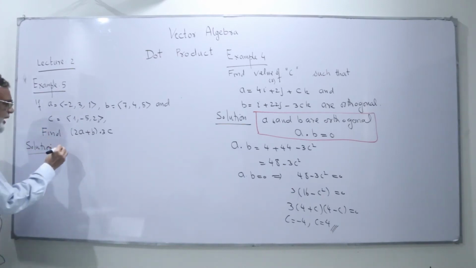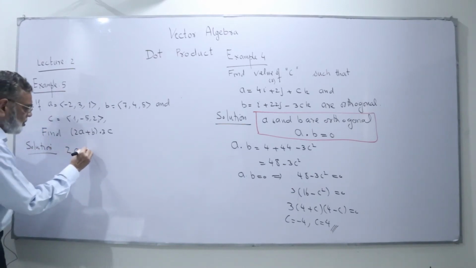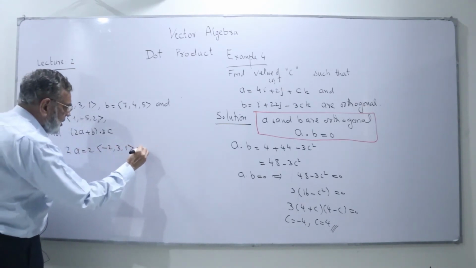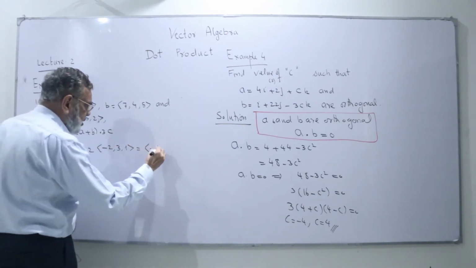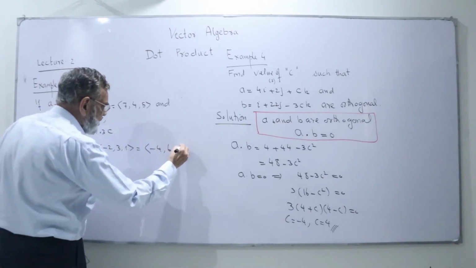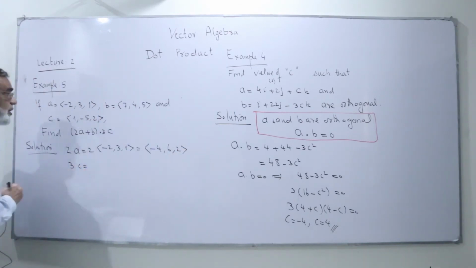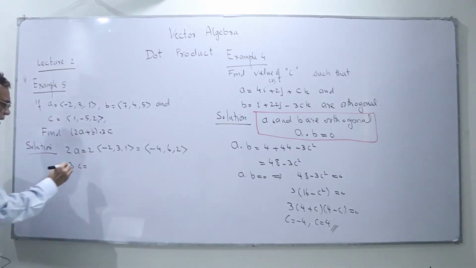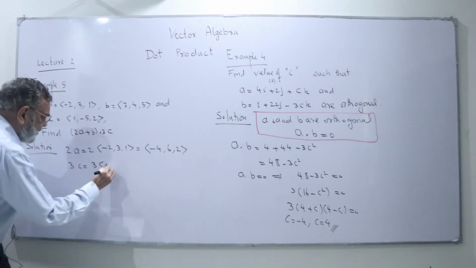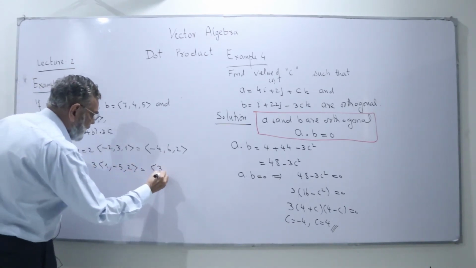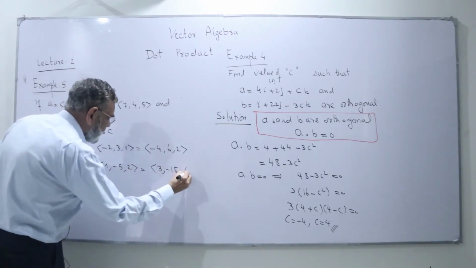So I can find here 2A. My 2A is equal to 2 into my vector minus 2, 3 and 1. I multiply by 2, I get minus 4, 6 and 2. This is my 2A. I find here 3C. My 3C is equal to, multiply by 3, 3 into vector C, which is 1, minus 5, 2, is equal to 3, minus 15 and 6.